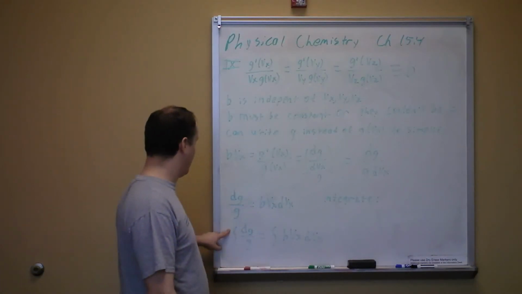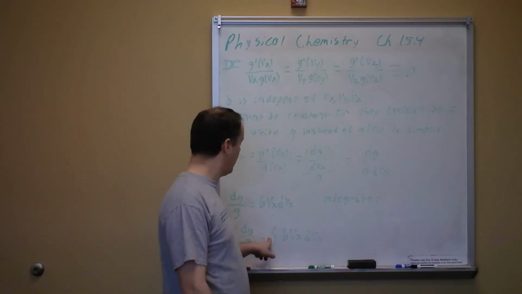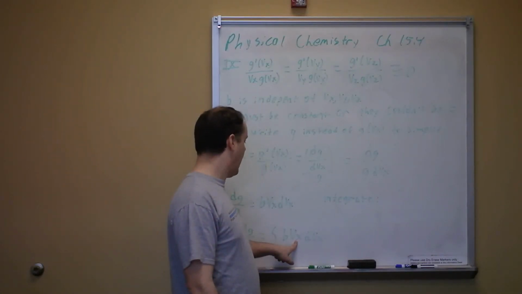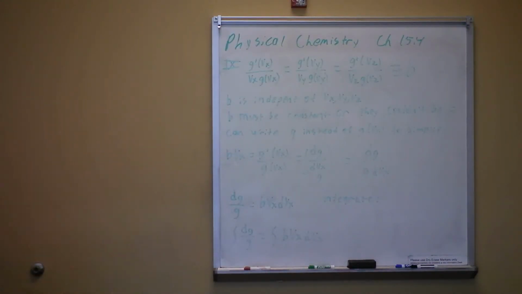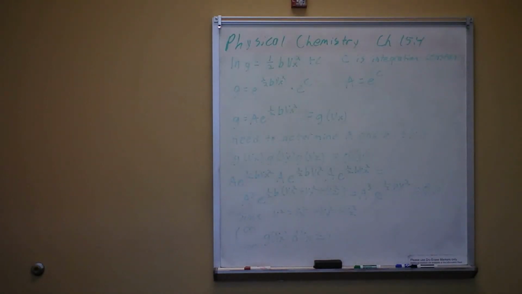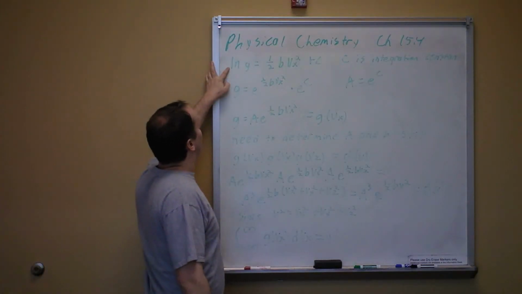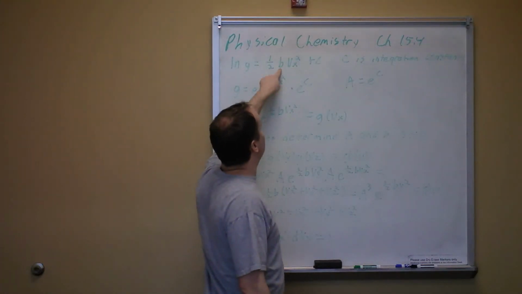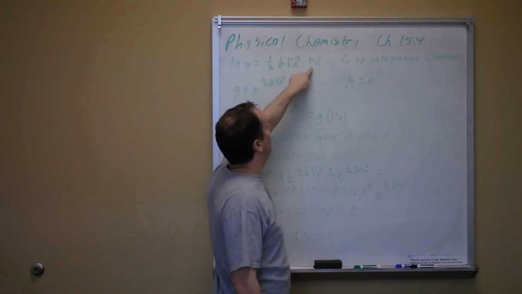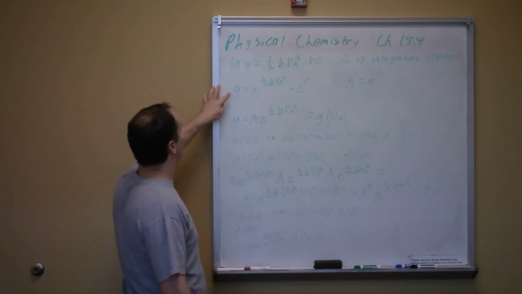We want to integrate that, so we have the integral of the differential of our g function divided by our g function is equal to the integral of that constant b times the x component of velocity times the differential of the x component of velocity. Alright, so that integral gives us the natural log of this g function is equal to 1/2 times that b constant times the x component of velocity squared plus c, where c for now is just any integration constant we've got to determine later.